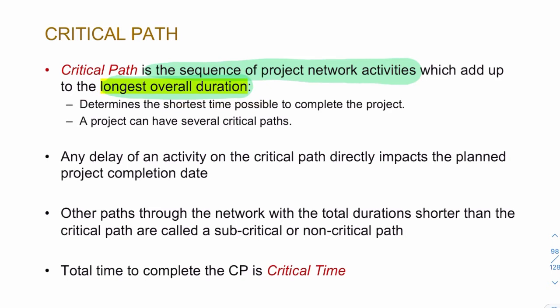So you want to find something called the critical path. Now sometimes there can be more than one critical path. Now if you have a critical path, then any delay on an activity in the critical path will affect the completion date, because by definition the critical path determines the shortest time possible to complete the project. So any delay on the critical path will affect the earliest completion date.